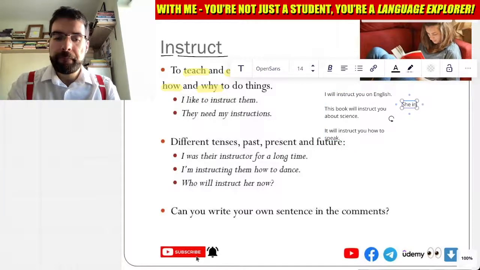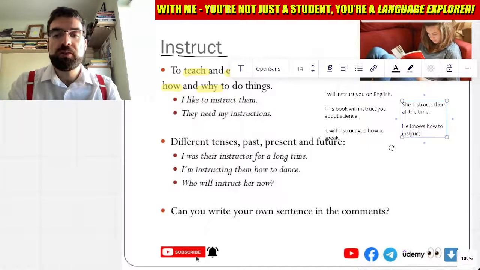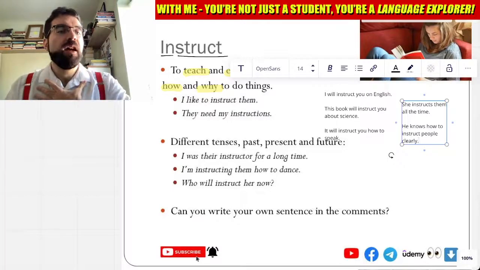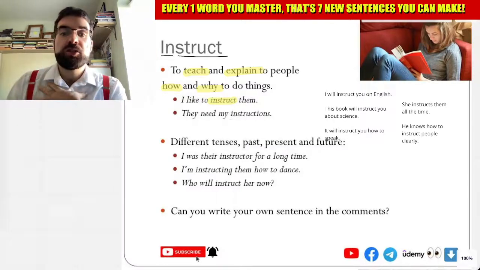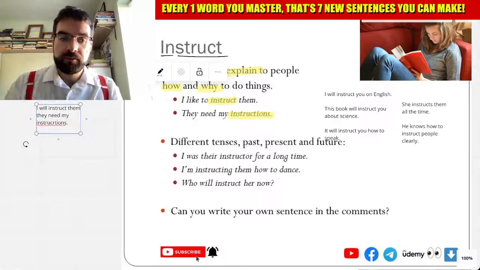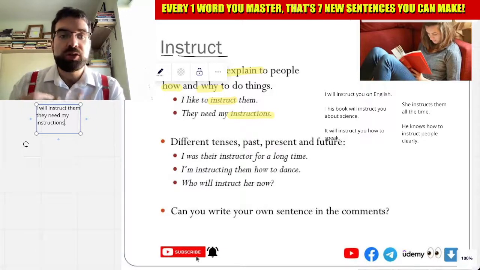She instructs them all the time. He knows how to instruct people clearly. I like to instruct them. They need my instructions. Yes. I will instruct them. They need my instructions. Yes. So I will instruct them and they need my instructions.